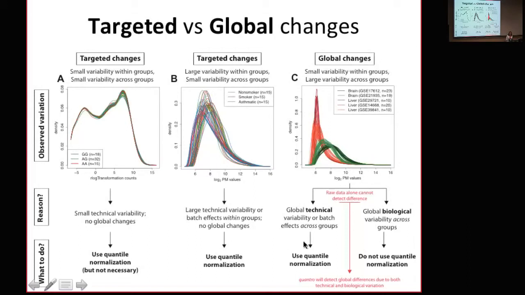If they are due to technical variation, of course you want to quantile normalize. If they're due to biological variation, you don't. And in this case, I know they're biological because I know what the samples are. They're liver and brain tissues. So I'm not going to quantile normalize.